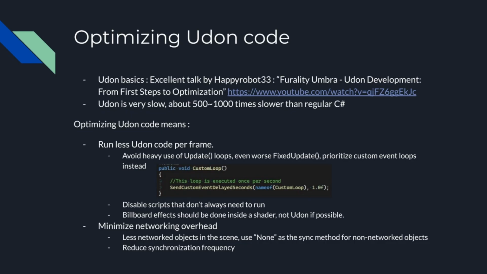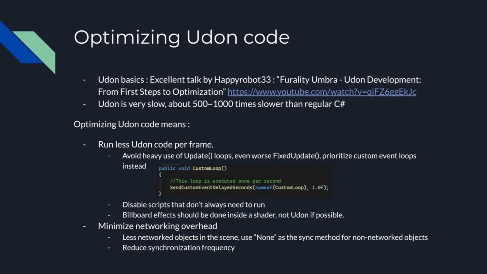When I benchmarked Udon, I noticed that it was between 500 and 1000 times slower than regular C#, and this was for a script that wasn't very math heavy. So for math heavy operations, it can be even worse performance wise. So basically, to optimize Udon code, it means you should run less code every frame. Ask yourself if you really need to execute code every frame. Prioritize custom update loops, which call themselves every X amount of seconds, which we can see on the screenshot. It's basically just a method called custom update, which calls itself every 1 second.